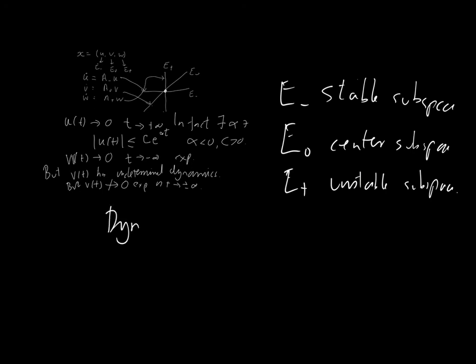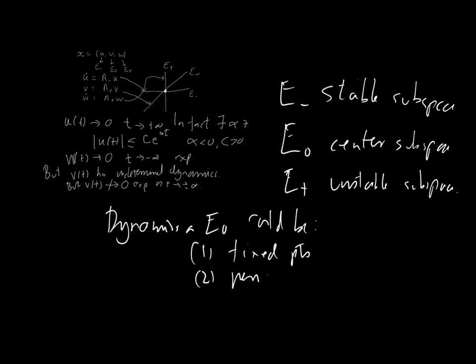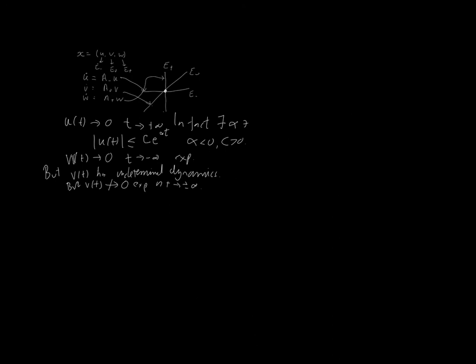So the dynamics on E0 could be loads of things. It could be fixed points, which could all be living on E0. It could be periodic orbits. Or it could be algebraic decay. There are lots of possibilities for that. So we want to prejudice that by saying one particular thing is favored over another. Okay, so that completes the unit on linearization.